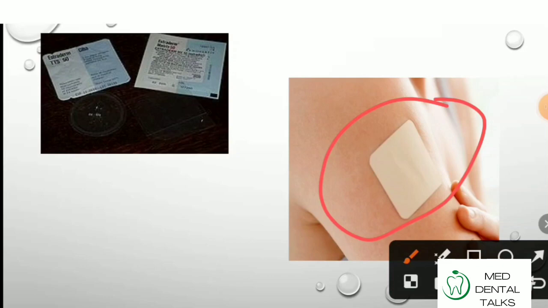Some advantages of transdermal patches are self-administration is possible, the duration of action is prolonged, and the systemic effects are reduced. It provides a constant plasma concentration of the drug. And some disadvantages are it is expensive, local irritation may be caused, for example itching, and the patch may fall.